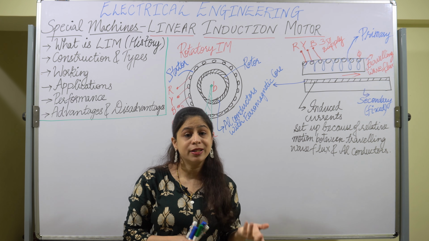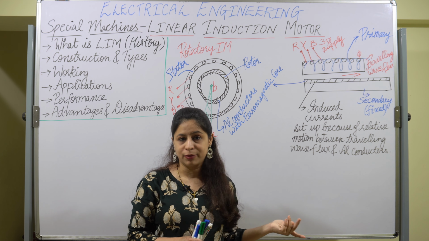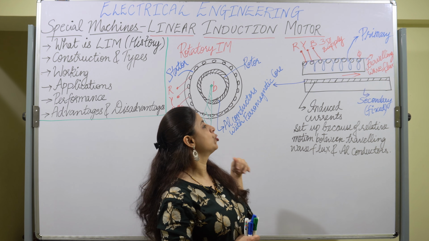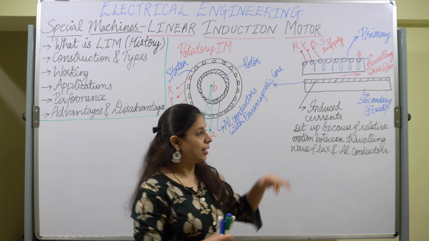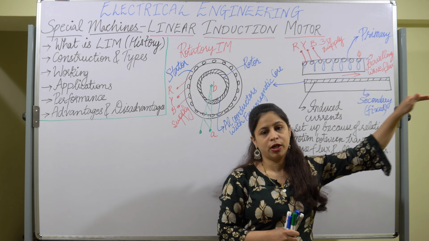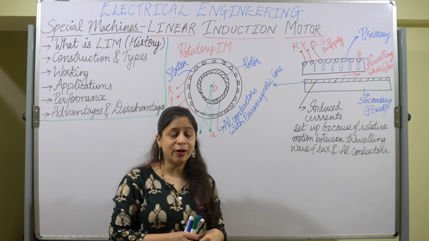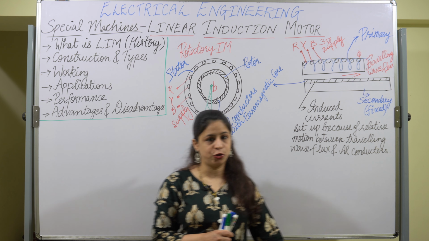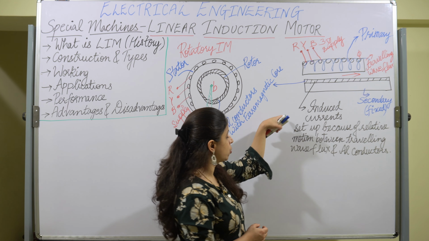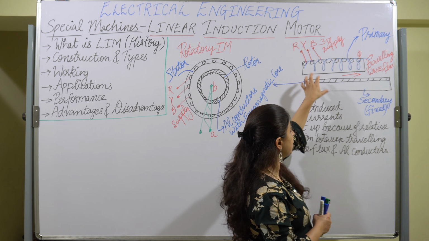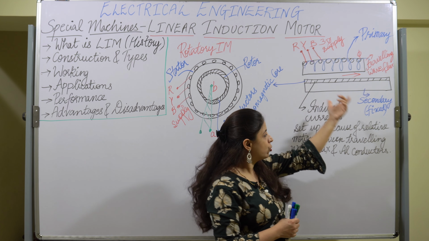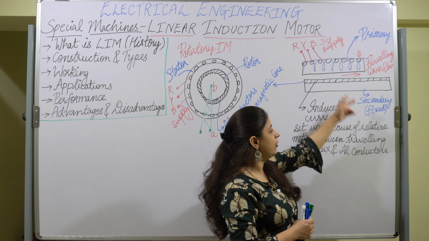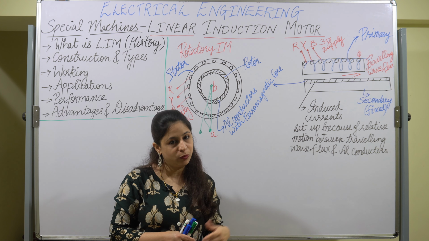Here it is a translational motion device, so the motion will be translatory only, and the primary will move ahead. Because we have kept the secondary fixed, the primary will be moving in that direction. So this was all about how the motion of the primary takes place. We can also keep the primary fixed and allow the secondary to move.